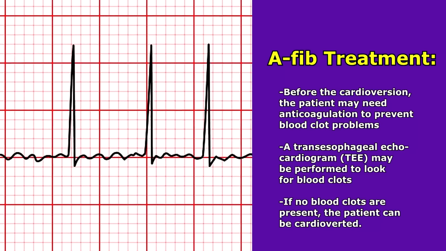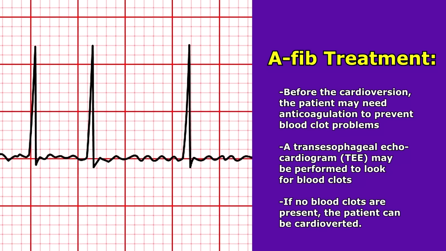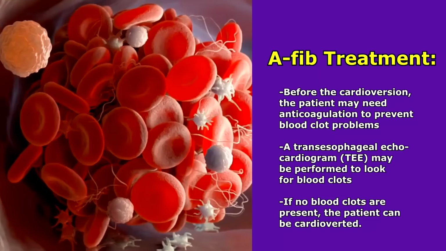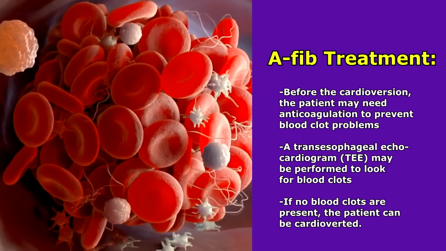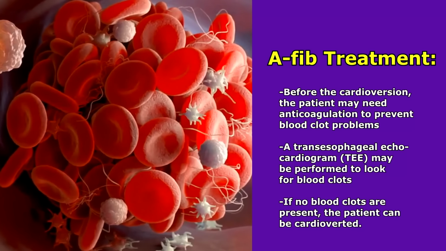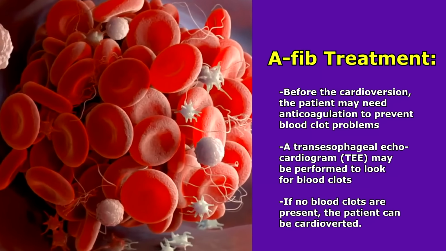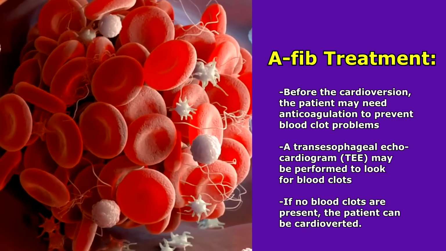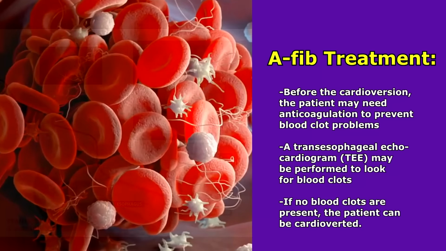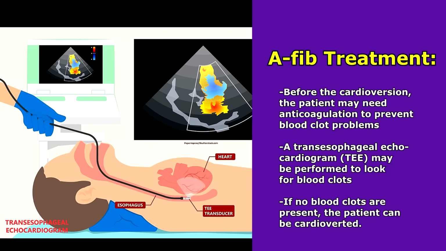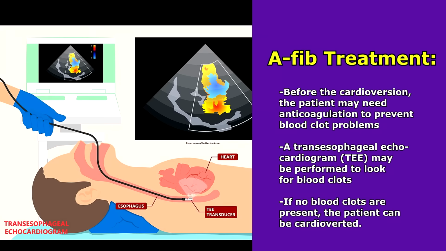Now, before the cardioversion, you want to know how long the patient's been in AFib because they may need anticoagulation prior to having the cardioversion to prevent blood clot problems. And many times before a cardioversion, a TEE will be performed, which is a transesophageal echocardiogram. And it is where they use ultrasound.